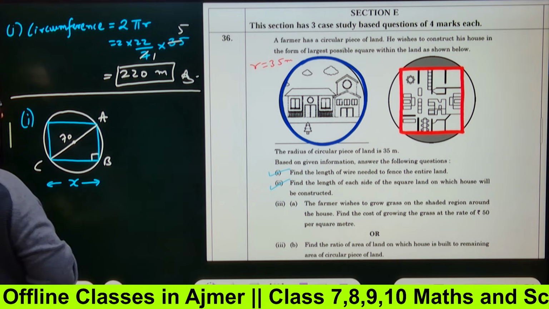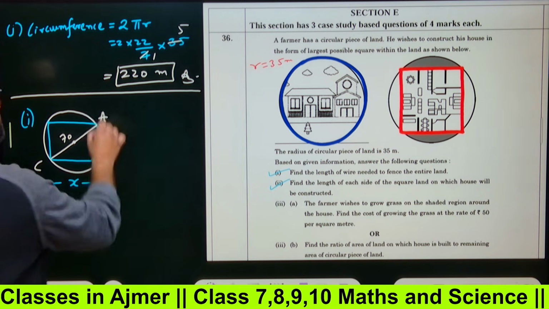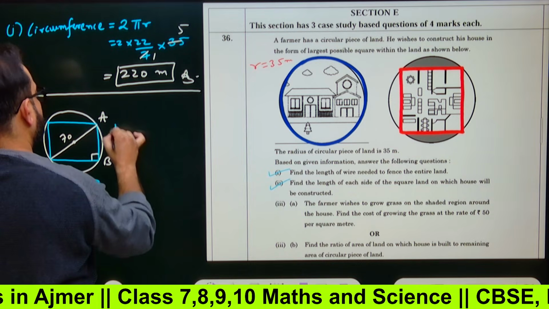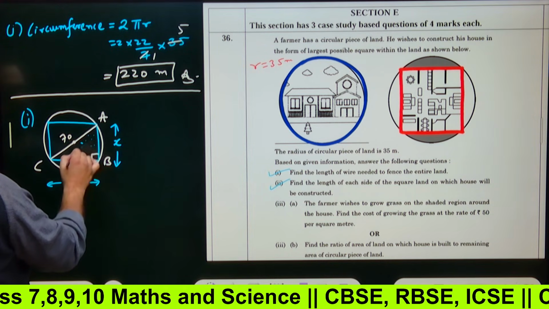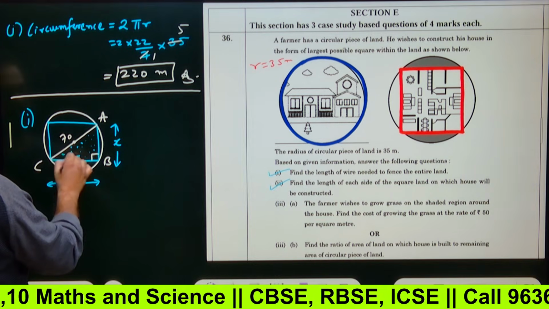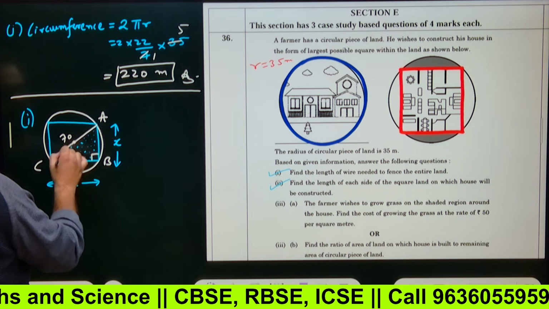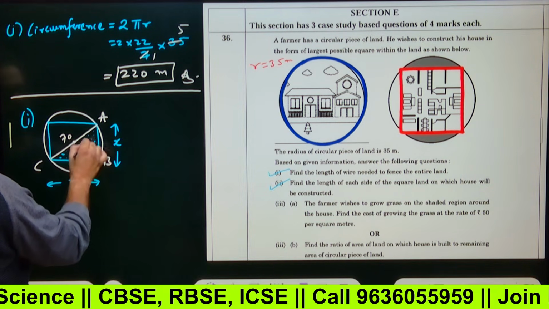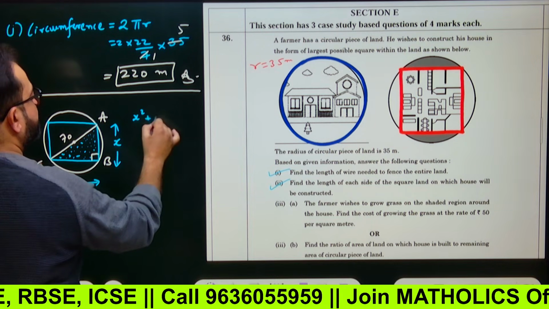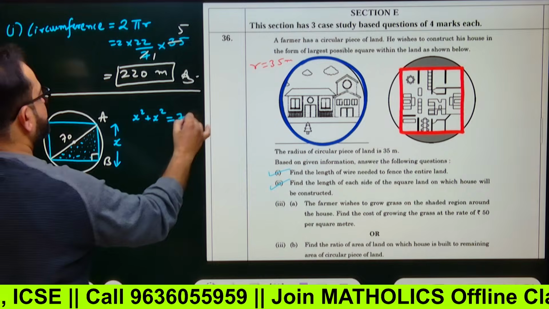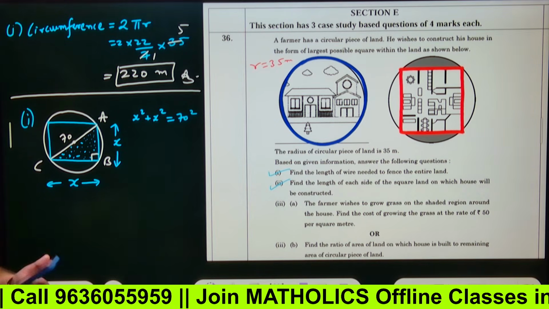Pythagoras theorem, right? Side of the square is x. So AB is also x because the square's sides are equal. So in this triangle, if I use Pythagoras theorem, what to write? x square plus x square equal to 70 square. How many of you got this point?